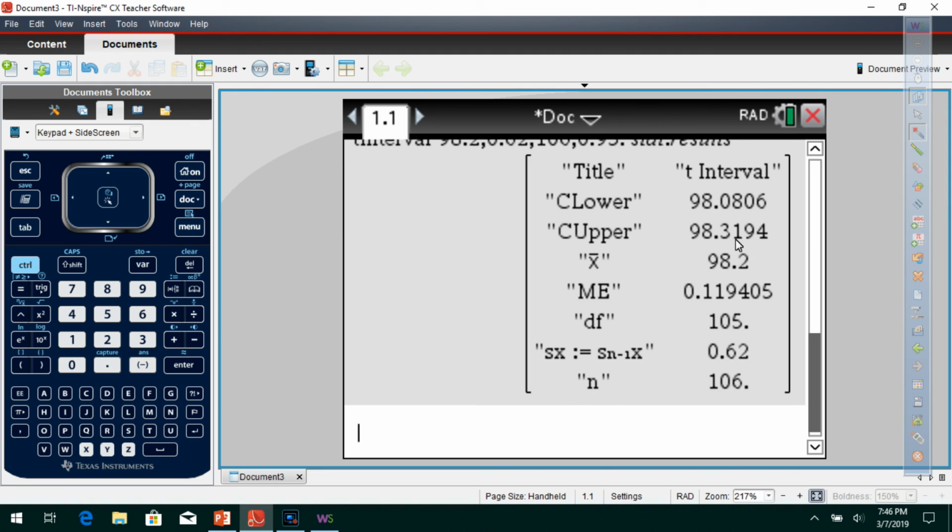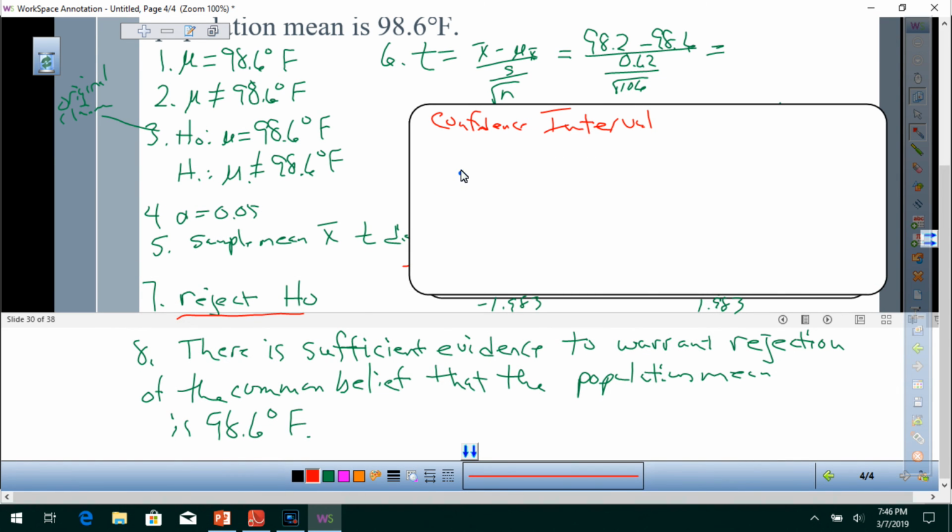We got 98.08 to 98.31932. So the confidence interval is going to be 98.08 is less than mu is less than 98.32. 98.6 falls over here, okay, is not inside the interval. So again, we'll reject the null hypothesis and state there is sufficient evidence to warrant rejection of the common belief that the population mean is 98.6 degrees.